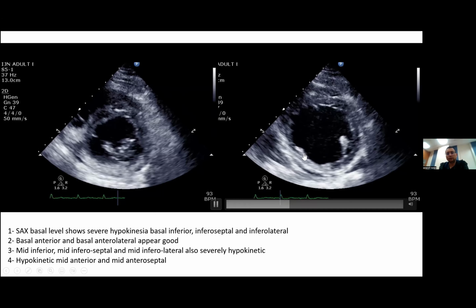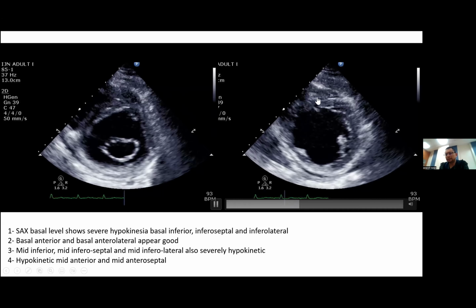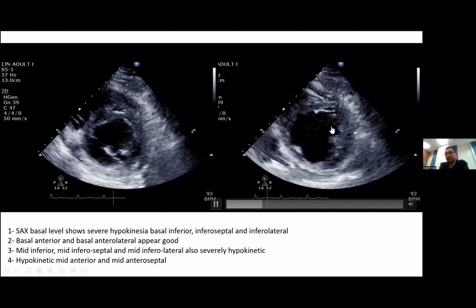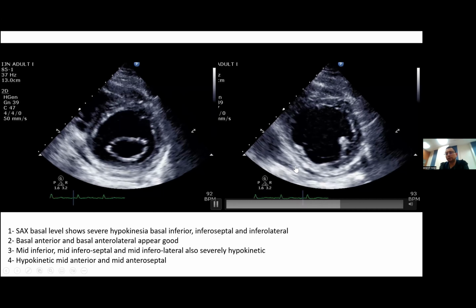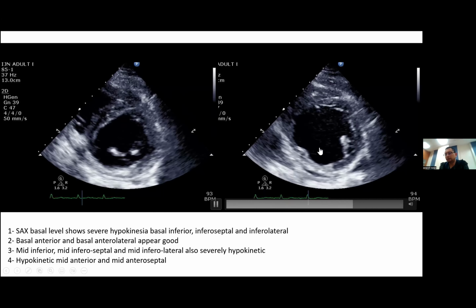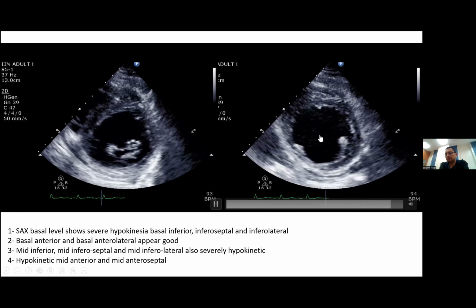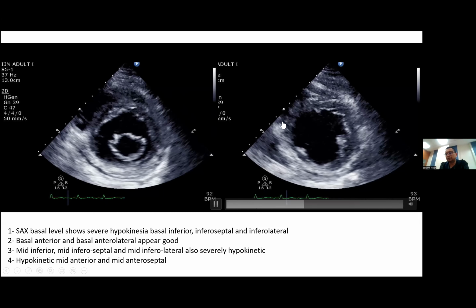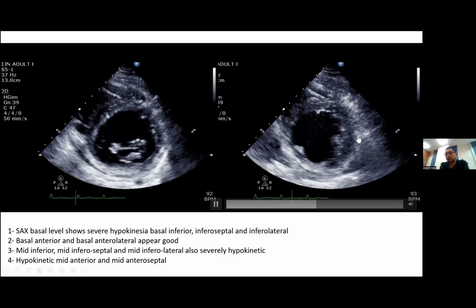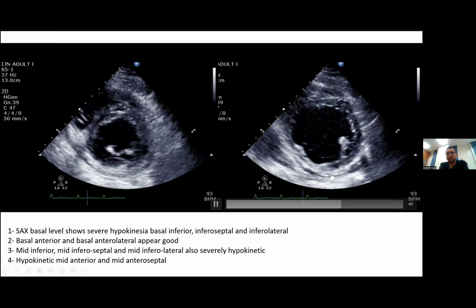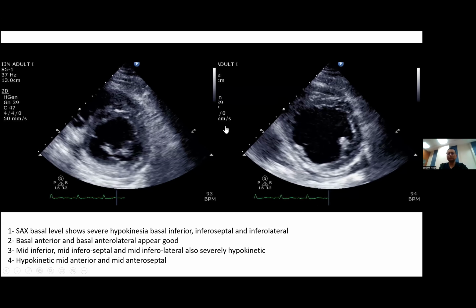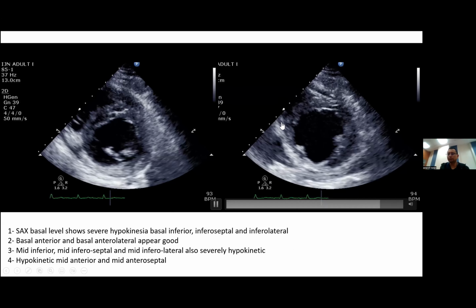The same thing goes for the mid segment. You look at this, this is the septum. So this is a mid segment, anterior and inferior. How to name it? Mid anterior, mid inferior, mid anteroseptal, mid inferoseptal, mid anterolateral, and mid inferolateral. Okay, so that's how to name it in short axis view, and the same goes when you go to the apical segment.